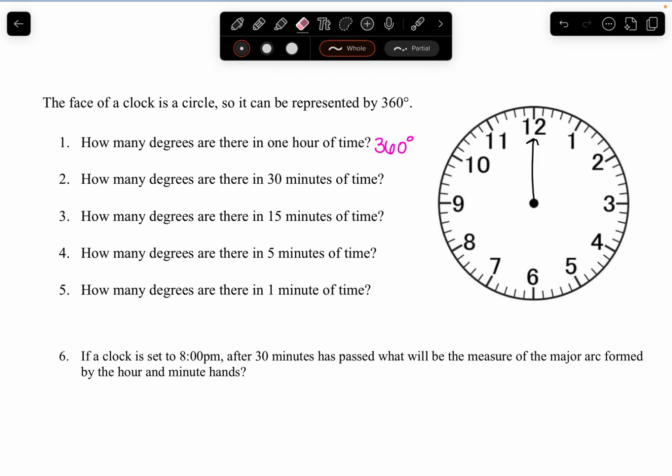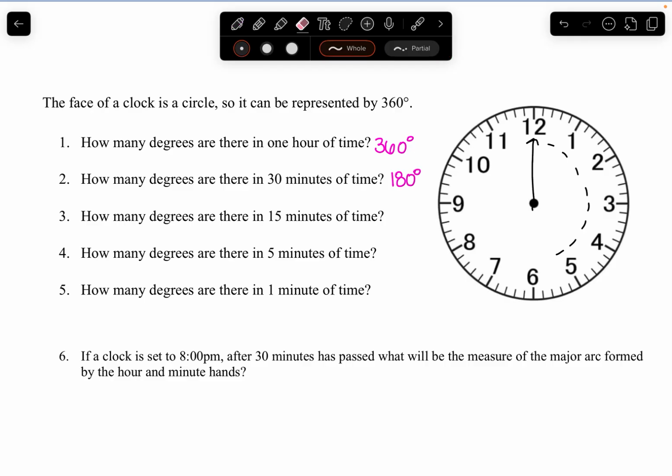Well, a clock at 30 minutes is essentially half, right? The minute hand would go until it hits 6. And that would be 30 minutes. Well, that's half of your circle, so this would be 180 degrees.